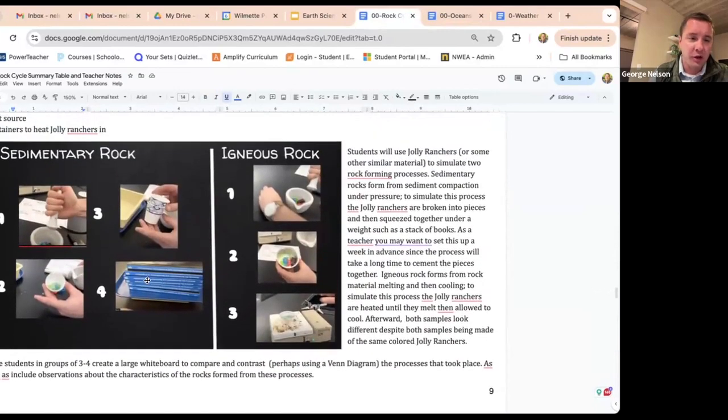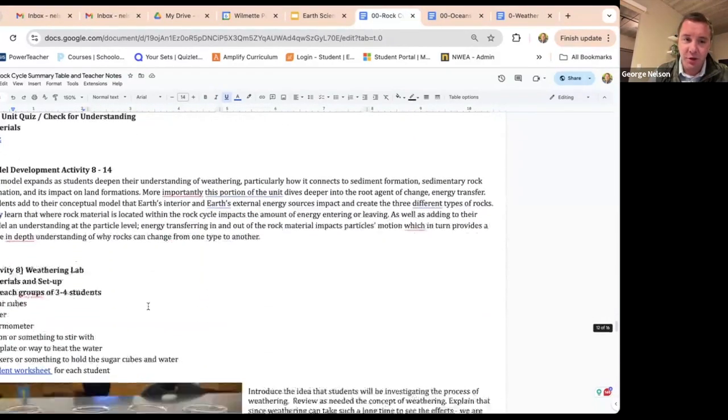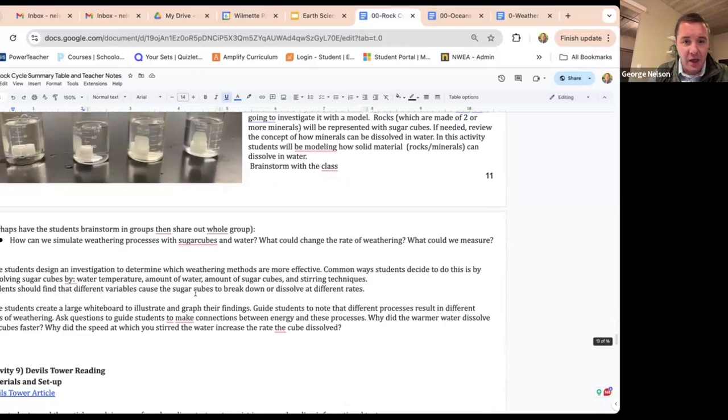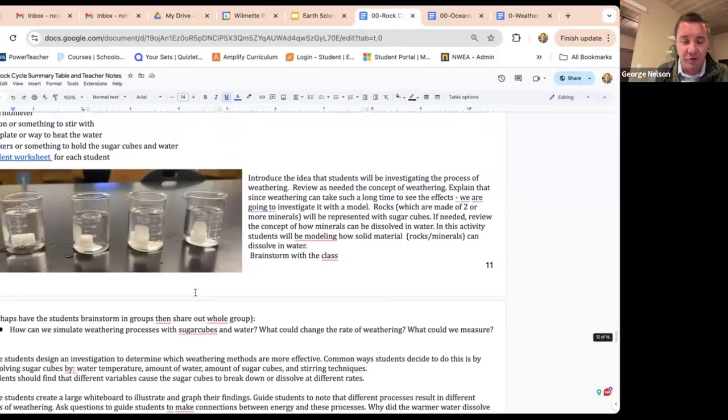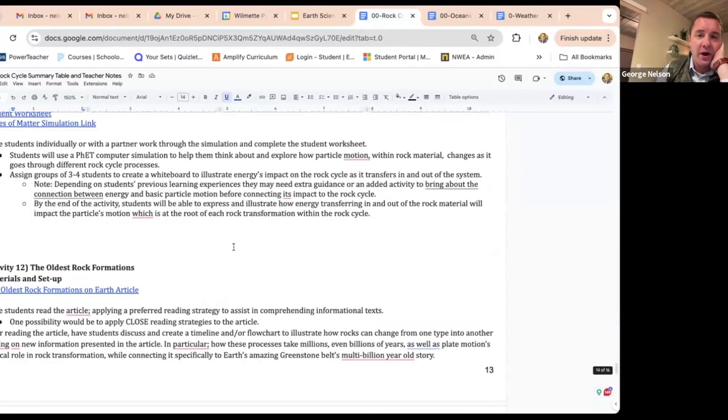So this unit, here's how to do the Jolly Rancher lab with igneous and sedimentary rocks. This unit's a little bit faster. Here's our weathering lab, but I don't know if they changed the temperature here, what their independent variable was. This unit is much faster. It takes about 3.5 weeks. They're just continuing to build on what they know about plate motion and how that works. So I'm not sure if anyone has any questions about our rock cycling unit.